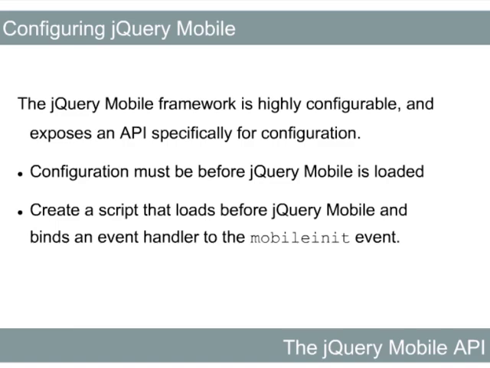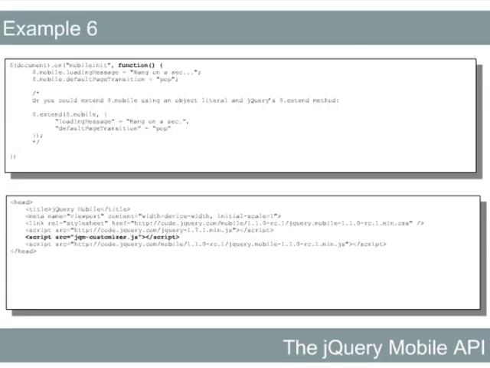So basically, what you do to get around that is you write a script. You load your script that does your configuration, and you load that after you load in jQuery, but before you load in jQuery Mobile. And then inside of that script, you bind an event handler to the mobile init event, and then inside of that event handler, you go ahead and do your changes. It's just easier to show this.